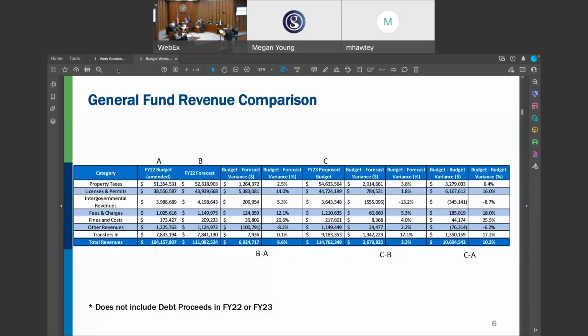What if the money does come to us, we'll be in good shape. So current year revenues are projected to come in about $7 million over budget, which is a favorable balance of about 6.5%. So if you look at the bottom of the chart, you see B minus A gives you the variance between budget and forecast. The primary driver on the revenue variance is licenses and permits, which includes local business license, insurance tax, and other items.